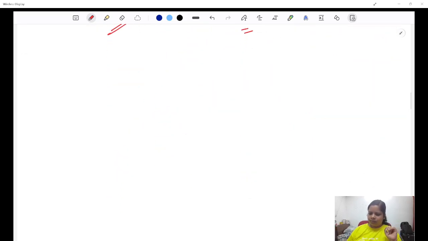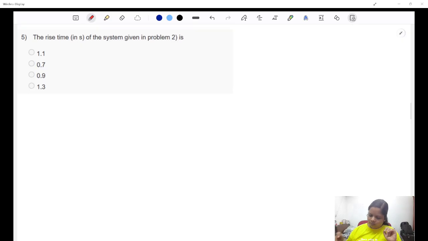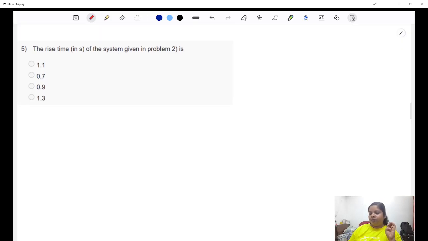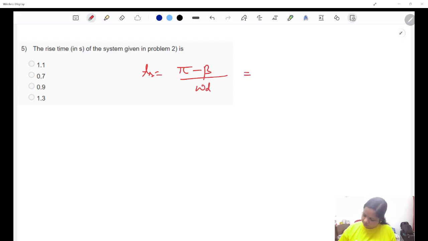Let's move to the next question. The rise time of the system given in problem 2 is what? So your rise time, as we already saw, is given by pi minus beta upon omega d. Pi is this. What is beta? Beta is something that we need to calculate. It is cos inverse zeta.